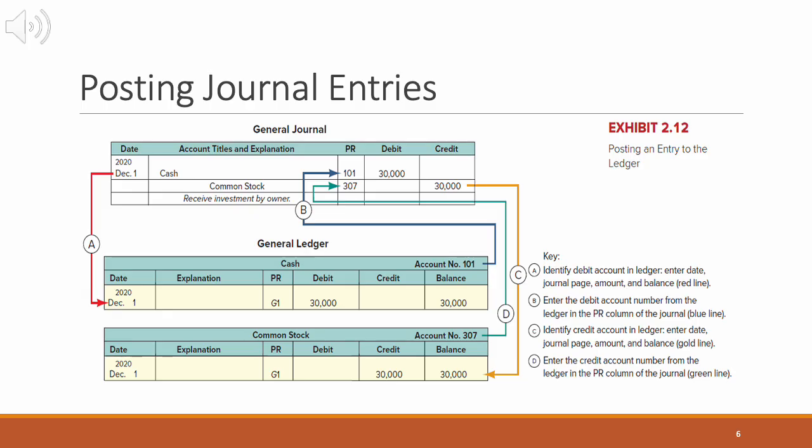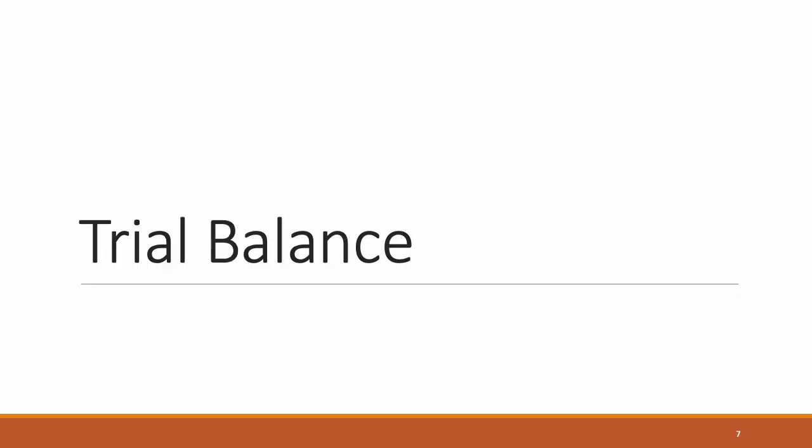Next, we identify the credit account. Common stock increases, so we credit common stock for $30,000. In the common stock ledger, we enter the same information: the date, journal page number, credit amount, and balance. Finally, we return to the journal and write the common stock account number, 307, in the PR column. This cross-referencing ensures we can always trace the transaction both ways, from the journal to the ledger and from the ledger back to the journal.